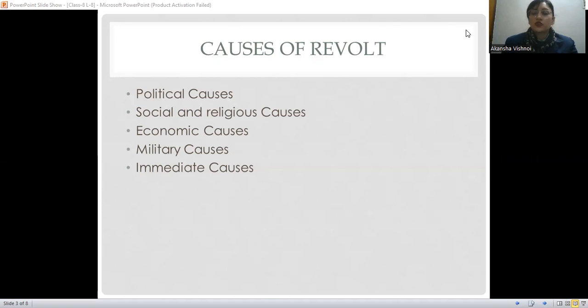Second cause, social and religious causes. The British introduced several reforms, such as legislation of widow remarriage to improve the condition of women. This alarmed the Orthodox Indians. Caste norms were violated when people of different castes were thrown together in the army, prisons, and railway coaches. The upper caste felt that the new judicial system denied them their traditional privileges.